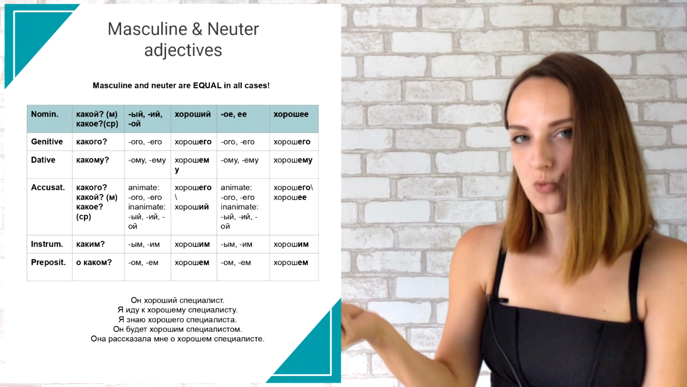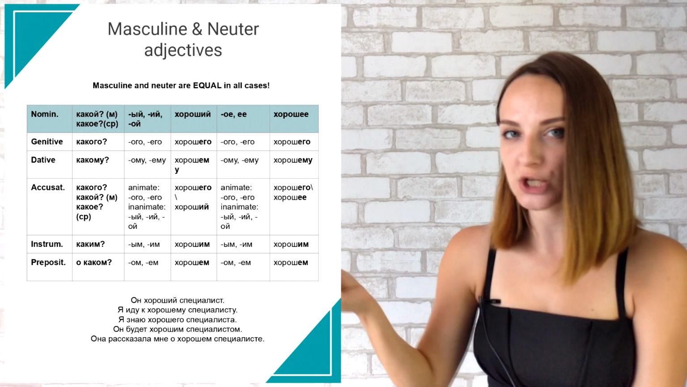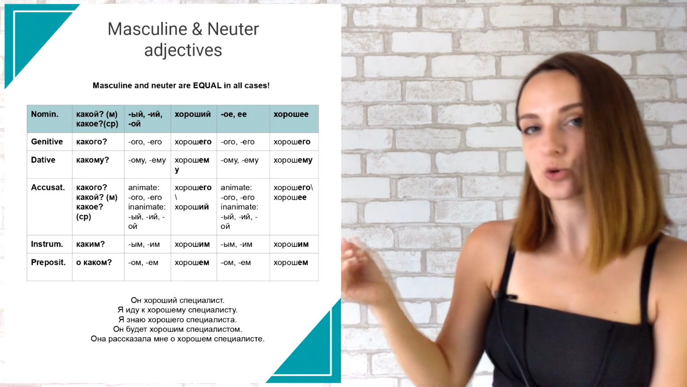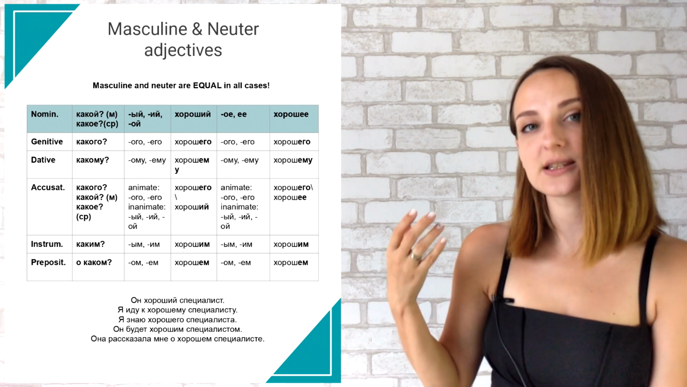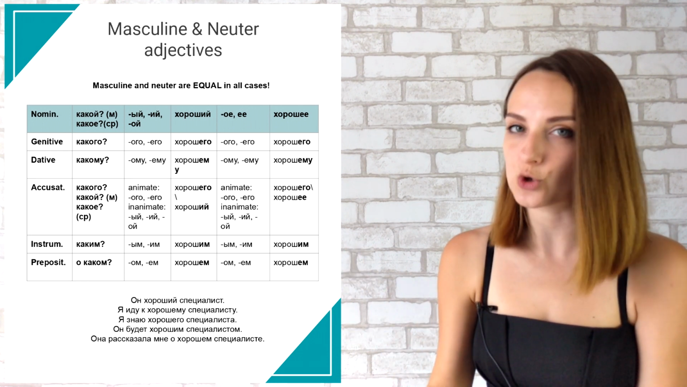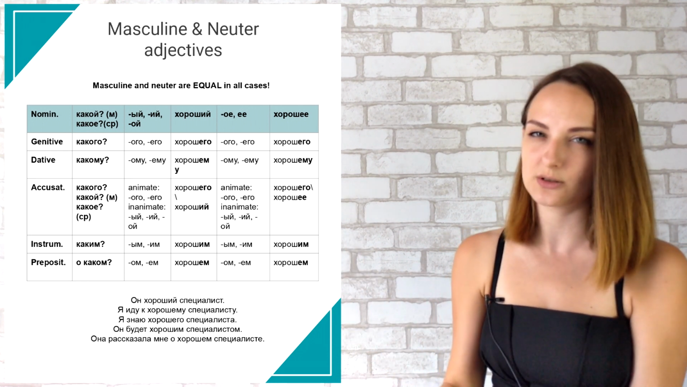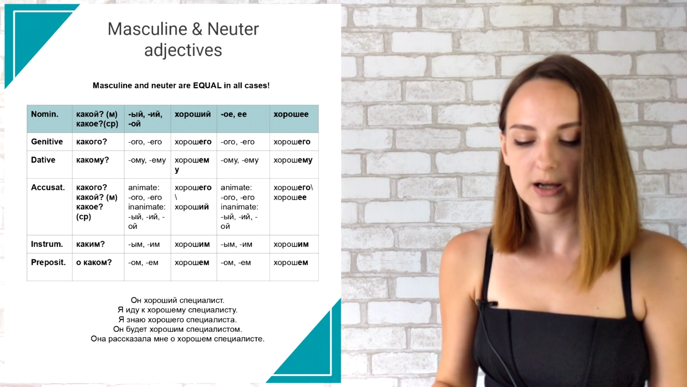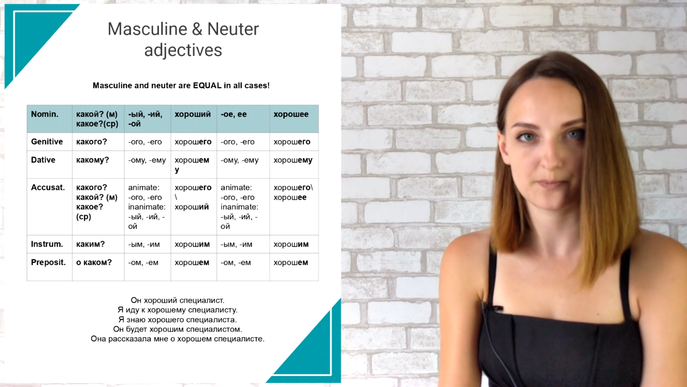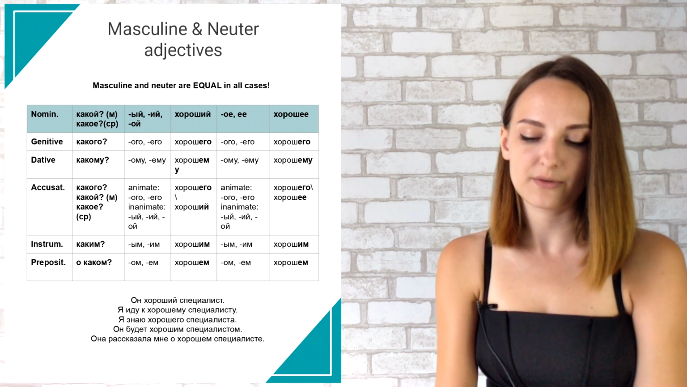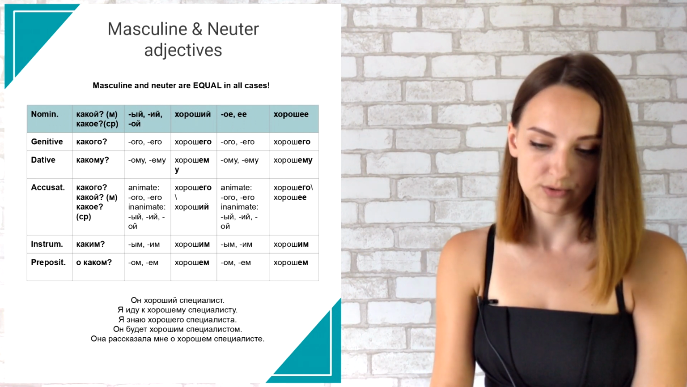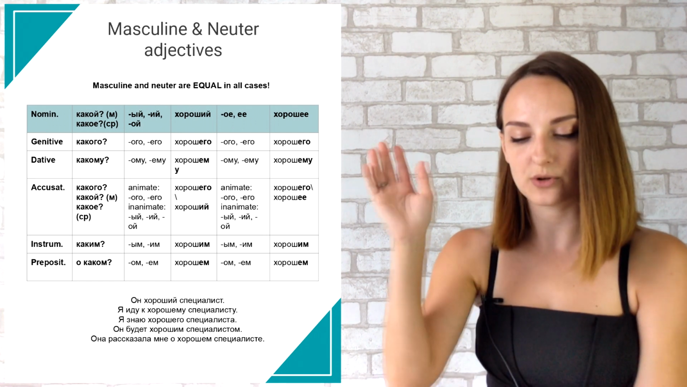So, к кому? Dative case. К хорошему специалисту. Я знаю кого? Хорошего специалиста. This is кого что? Accusative case. Он будет хорошим специалистом. He will be a good professional, да? И она рассказала мне о хорошем специалисте. Да? So here we used everywhere the word specialist, which is a masculine, animate noun. Да? Everything goes according to the table.